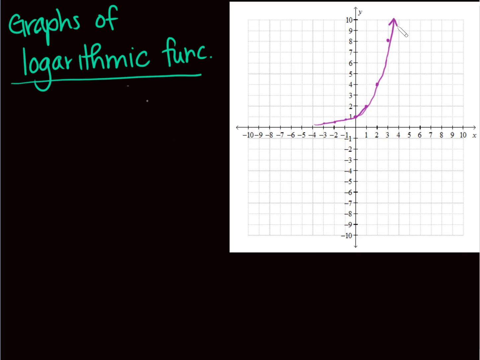What do I know about 2 to the x? Its domain is everything. Everyone's invited to the party. I can raise 2 to whatever I want. However, its range: because 2 is a positive number, I know that its range is just 0 to infinity, because I can never raise a positive number to an exponent and get a negative number back out. This is quite important, people. I can never raise a positive number to an exponent and get a negative number out.